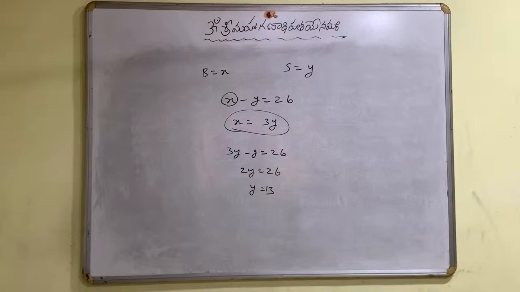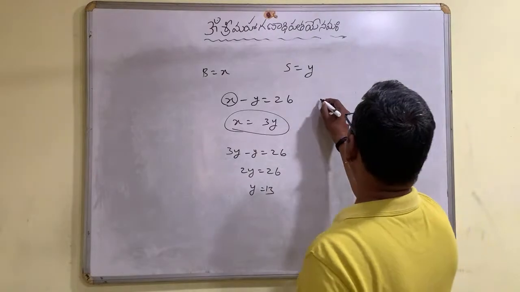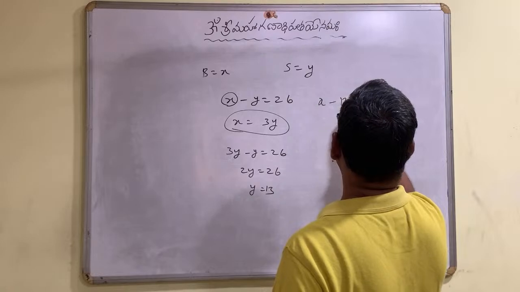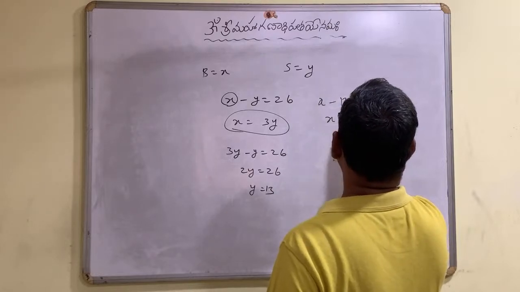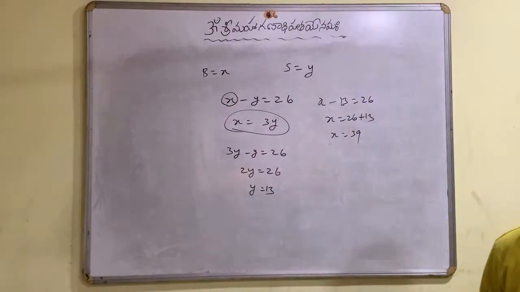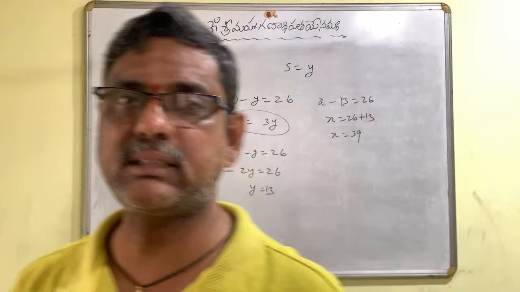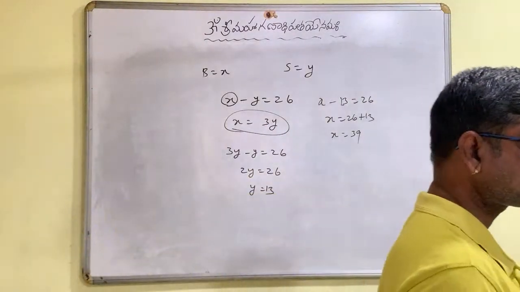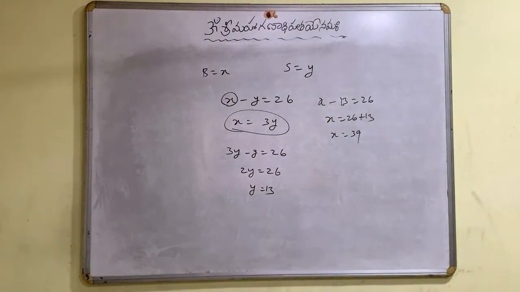y value is 13. And we know x minus y is 26, but we got y as 13. 26 plus 13, 39. So one number is 39, the other number is 13. So the common solution is 39 comma 13.